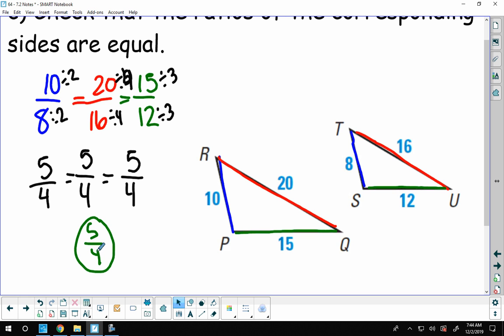Now, how do we know it's 5/4, not 4/5? We don't. Every problem will specify. It'll ask you to do one triangle over the other triangle, or you could do this triangle over this triangle. It just depends on what they ask for. So in this case, the scale factor is 5/4.